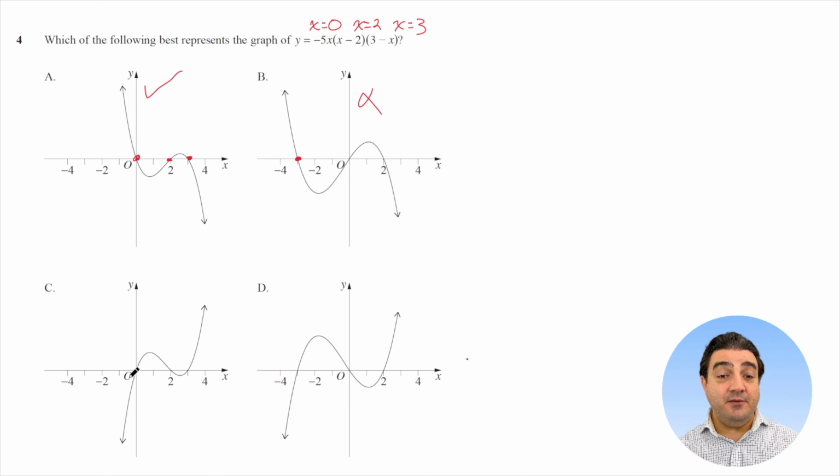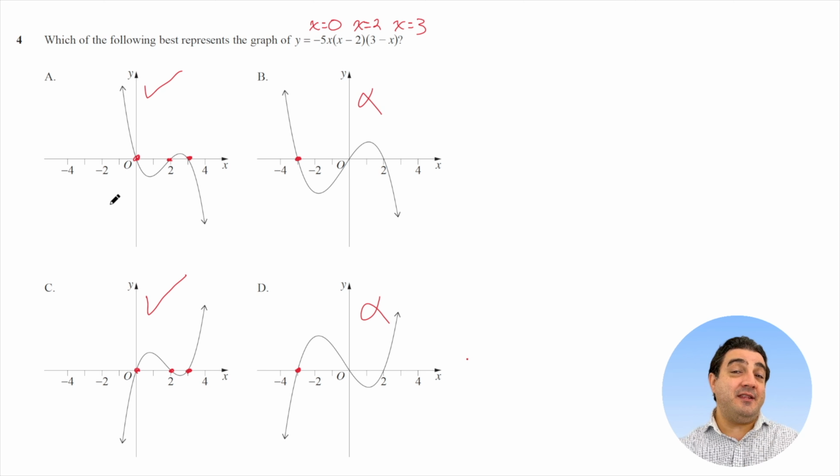In C, we have a 0 at 0, a 0 at 2, and a 0 at 3. Therefore, this is also a good candidate for our function. And finally, with D, we have a 0 at -3, and this is not a good candidate. So the answer is going to be either A or C. To find which one, we move to step 2.